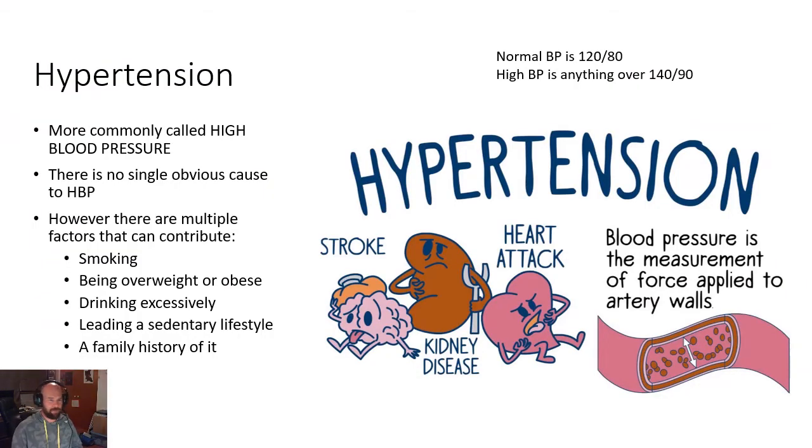So hypertension, commonly referred to as high blood pressure. There is no one single obvious cause for it, but there are multiple factors: smoking, being overweight or obese, drinking excessively, leading a sedentary lifestyle, perhaps a family history of it.